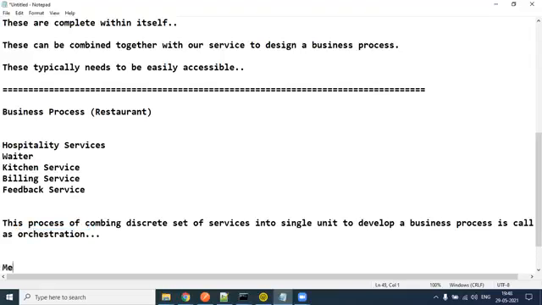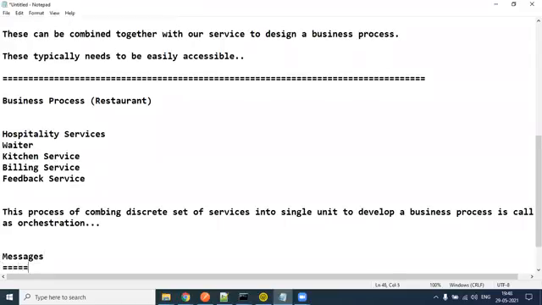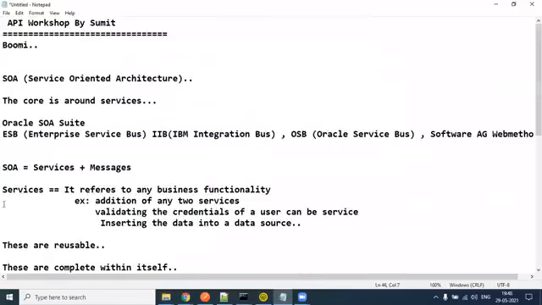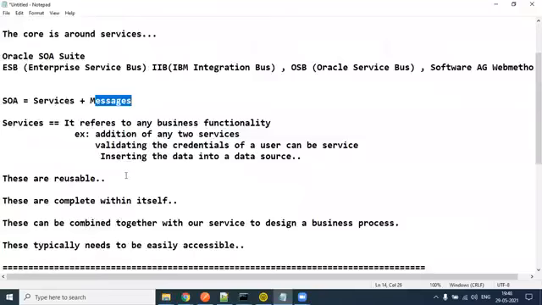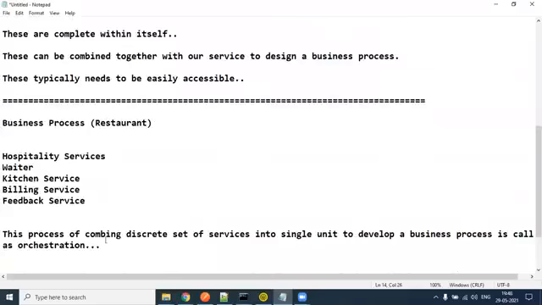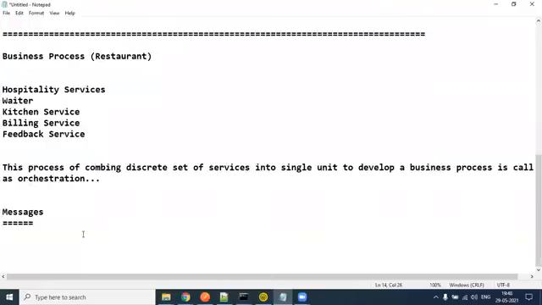And I was talking about messages, right? So if you remember, if we go back, I told you SOA is about two things: services and messages. Now we understand what are services. Services are nothing but certain business functionality. It might be a simple thing, it might be a complex thing, that's fine. There is another entity called messages, right? What is a message? Messages represent the data which is exchanged among the services.